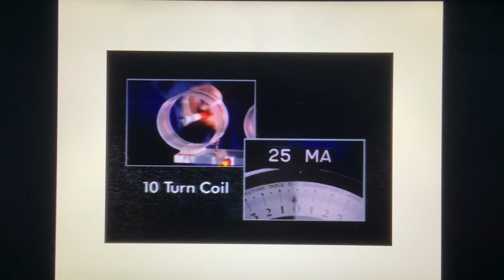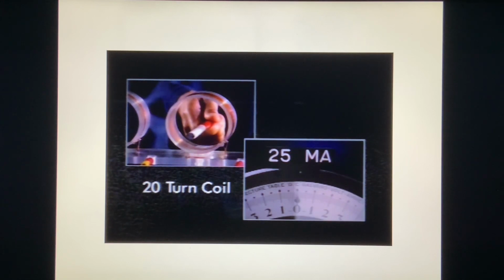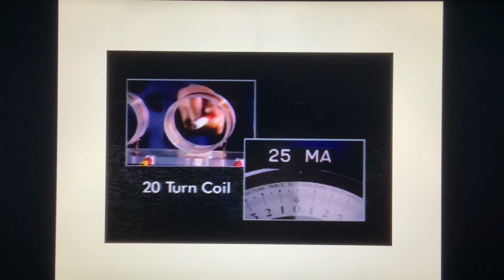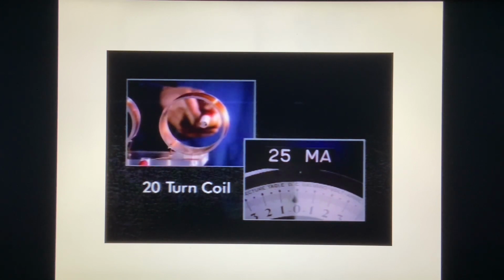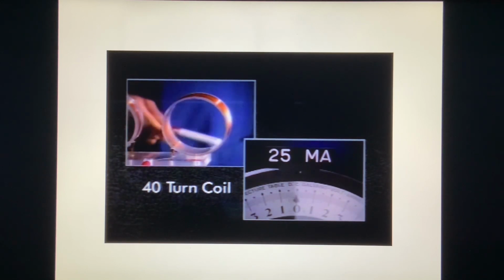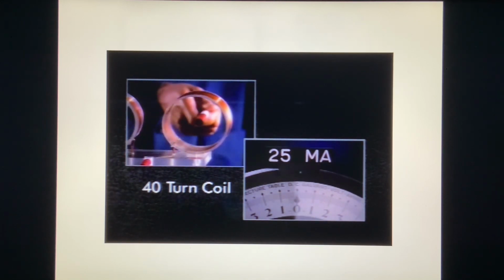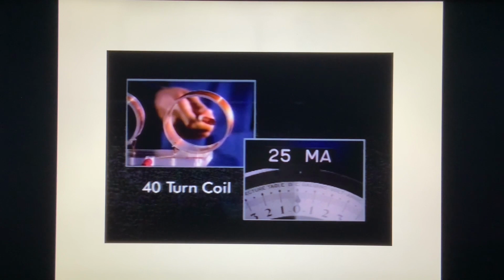Here is the same action with a faster push. Here is the magnet being pushed into a 20-turn coil. Here is the magnet moving into the 40-turn coil. Here's the magnet turned around, moving north end first, into the 40-turn coil.